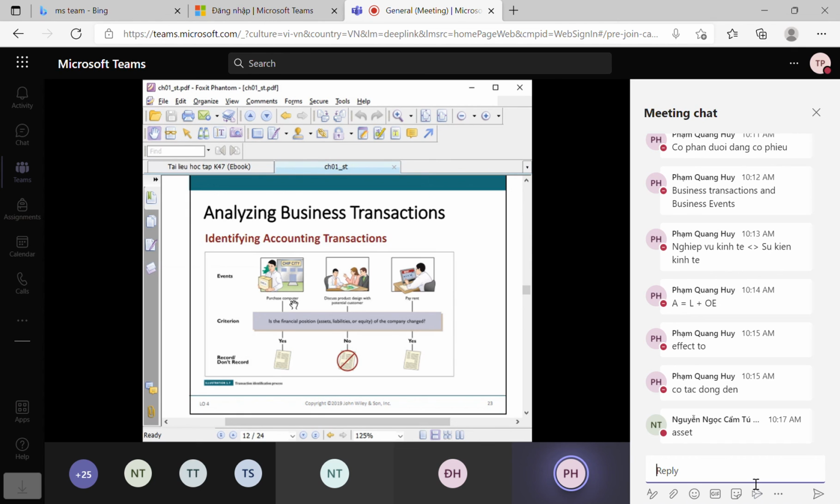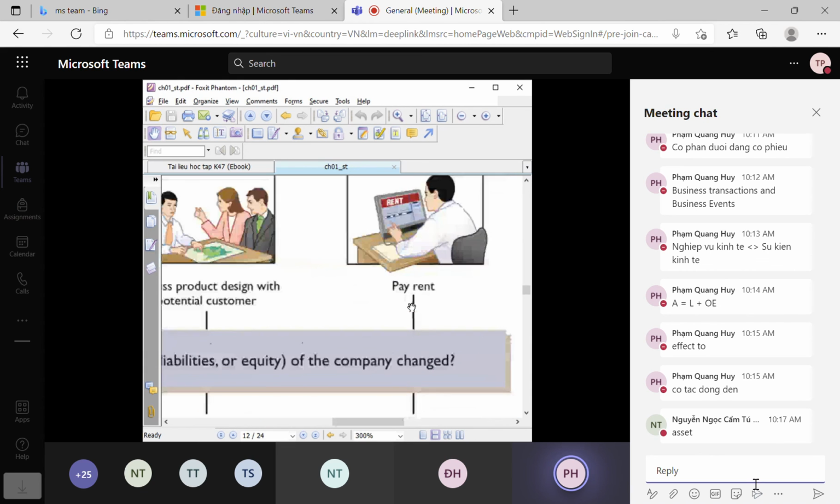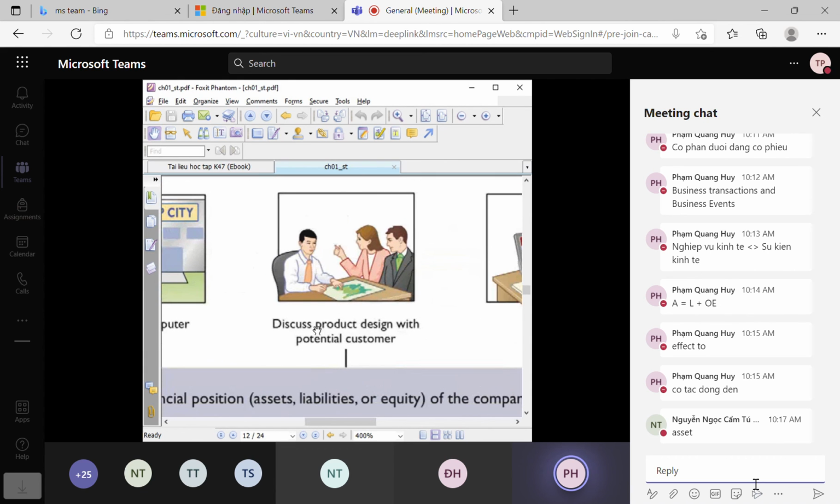Number 2. Okay, I will zoom. Here, this one: discuss product design with potential customer. I am a customer and I want to build a new house with a very beautiful decoration. The only one architecture, only one sample, only one size, the only unit product in Vietnam. I come to the company and discuss with the architect how to design it. Is this an event or a transaction?